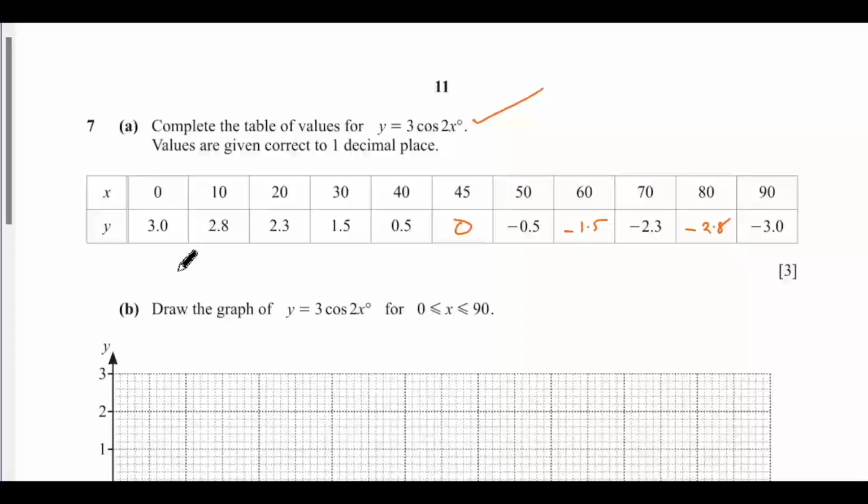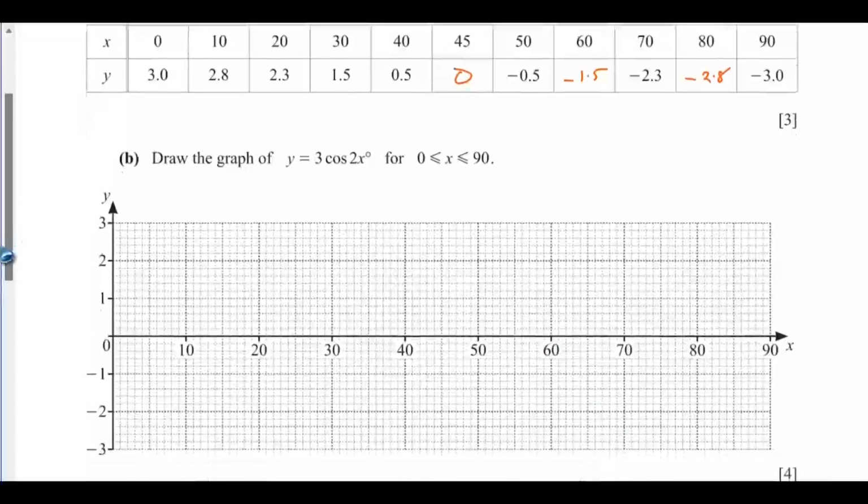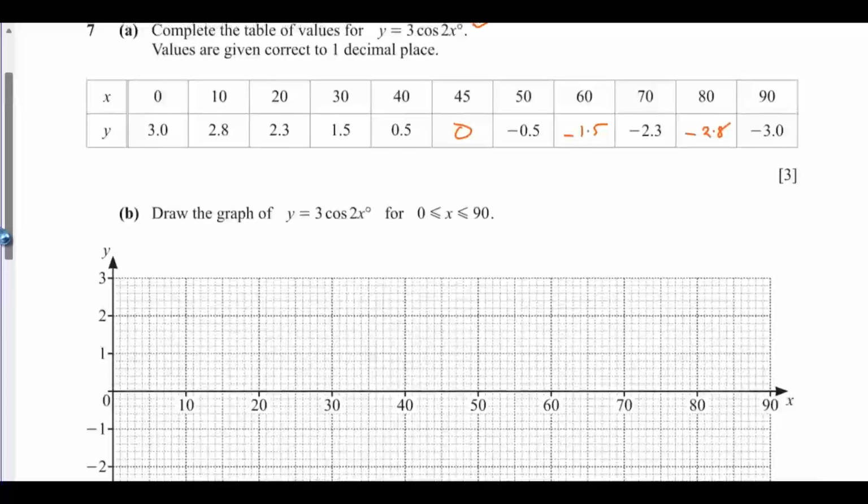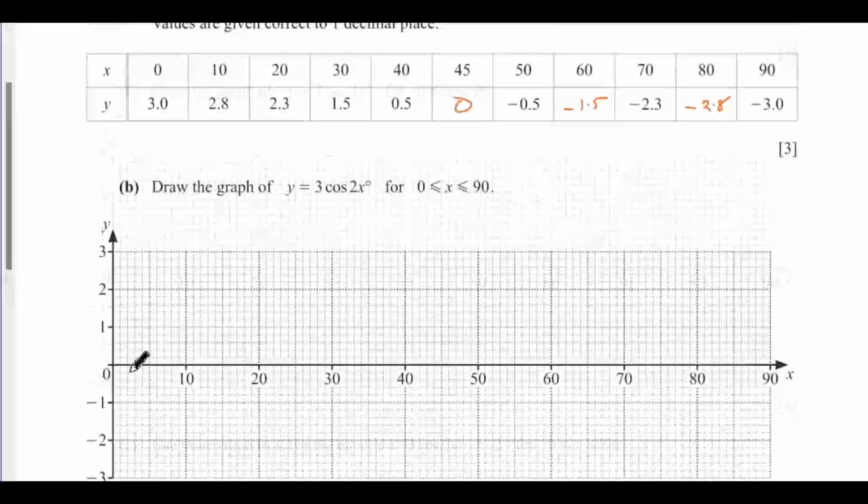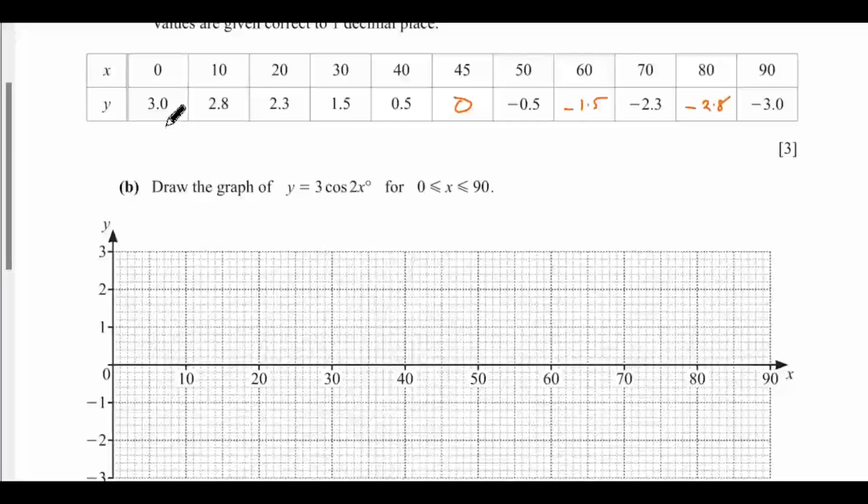So part B, draw the graph of y equals 3 cos 2x for 0 is less than or equal to x and x is less than or equal to 90 degrees. Okay, so let's scroll down. We need to plot x against y. When x equals 0, y equals 3.0. So here you can just mark a point here.